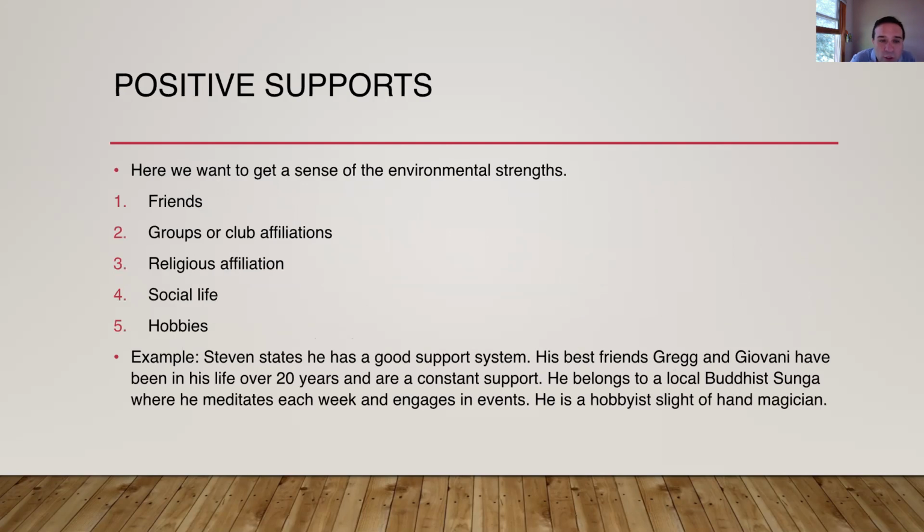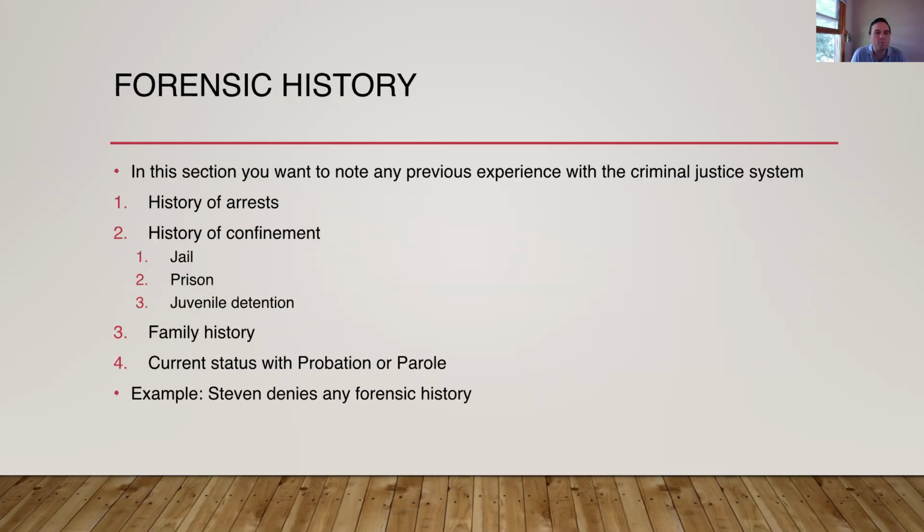So positive supports. Here we want to get a sense of the environmental strengths: friends, groups, clubs, affiliations, religions, social life, hobbies. So in the example, Stephen stated he has a good support system. His best friends, Greg and Giovanni, have been in his life over 20 years and are a constant support. He belongs to a local Buddhist Sangha where he meditates each week and engages in events. He is a hobbyist sleight of hand magician. Some of that's actually true.